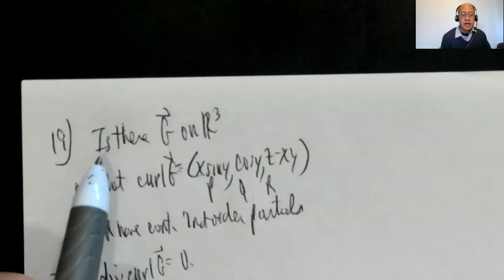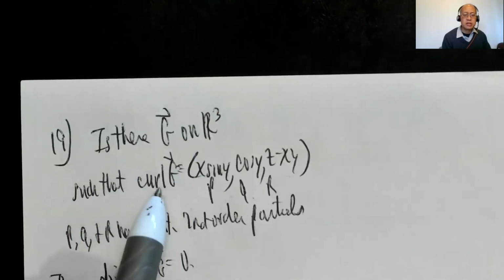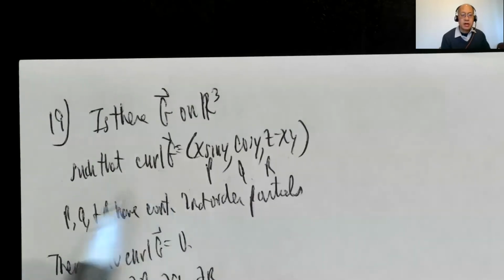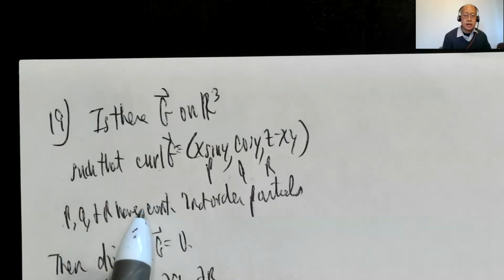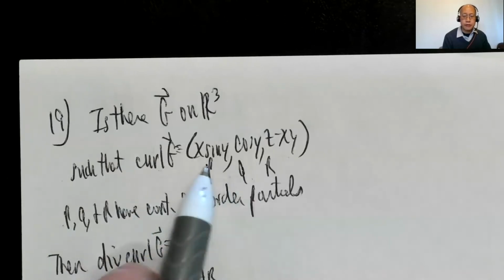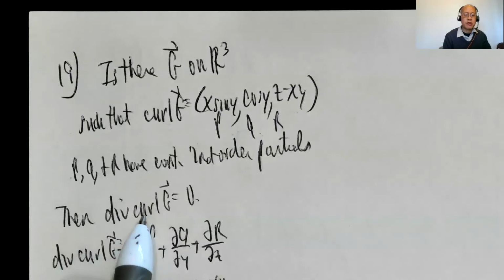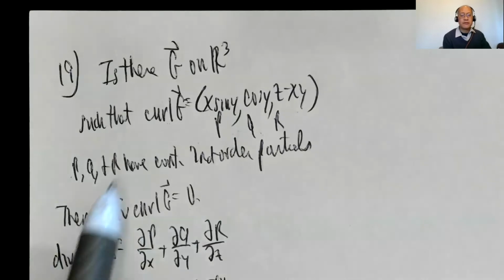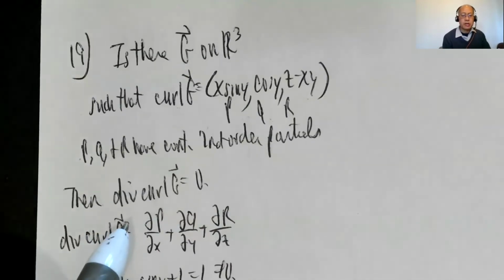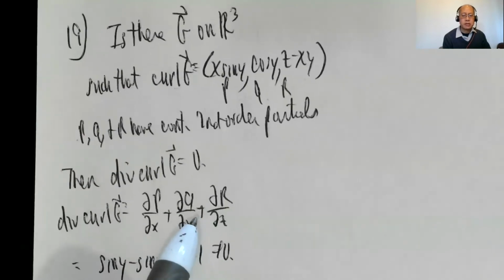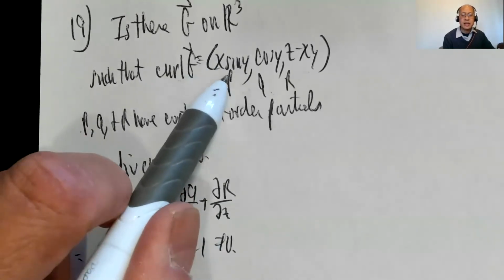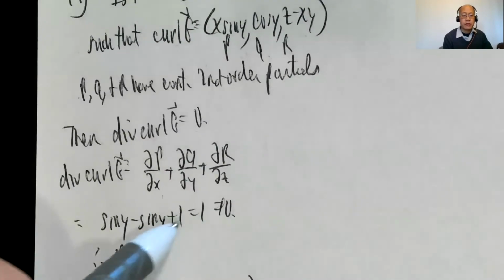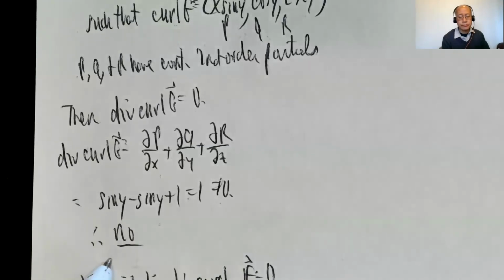Okay, 19. Is there a g on R3 such that curl g is equal to this? Well, if there were, and P, Q, and R have continuous second order partials, very well behaved, then we had a theorem that says div of curl g is equal to 0. But what's the div of this thing? This is the curl of g. So I want the partial of P with respect to x, plus the partial of Q with respect to y, plus the partial of R with respect to z. Partial with respect to x is sine y. Partial of Q with respect to y is negative sine y. Partial with respect to z is 1, which is not equal to 0. So the answer is no.